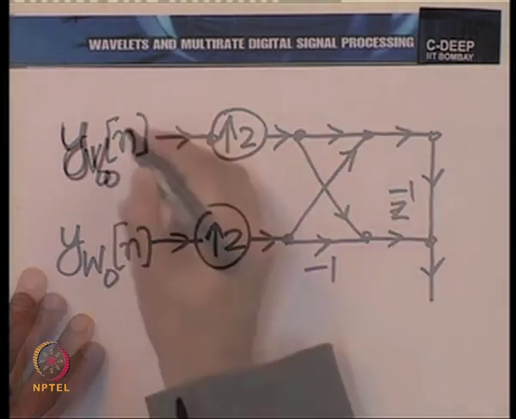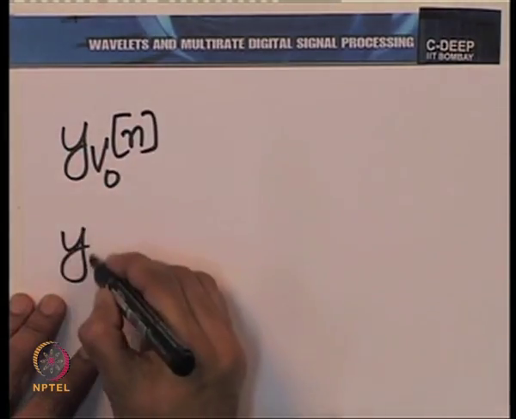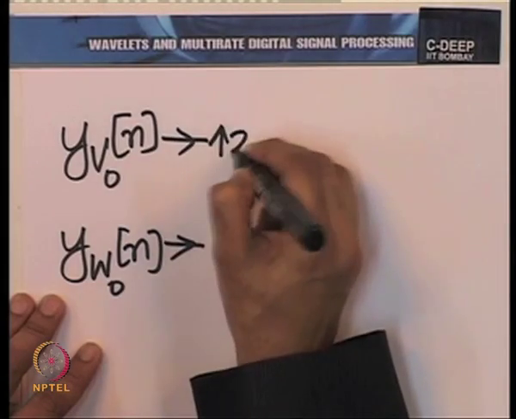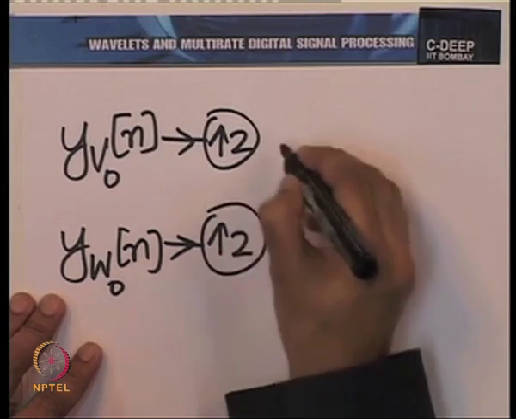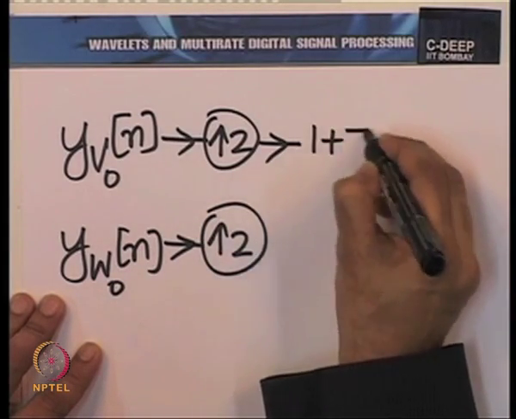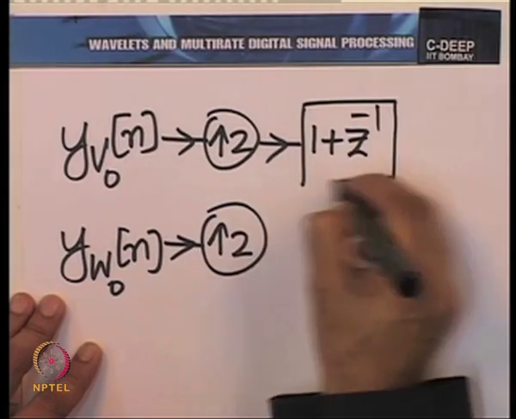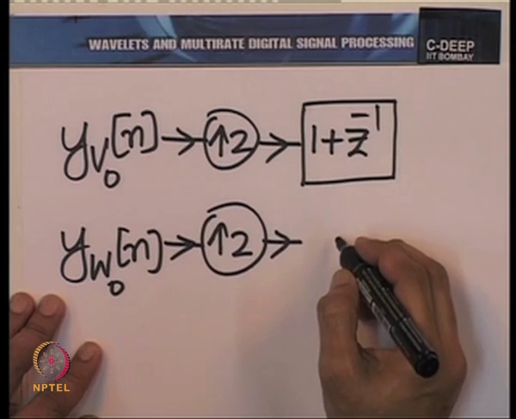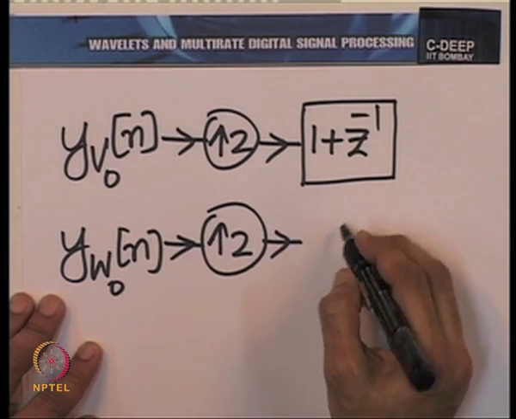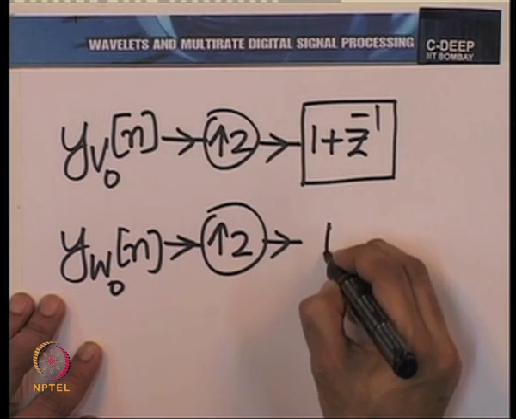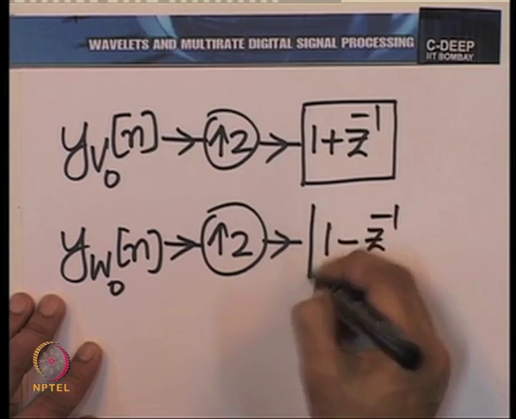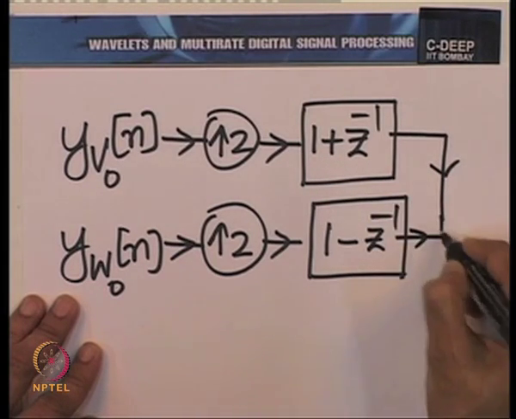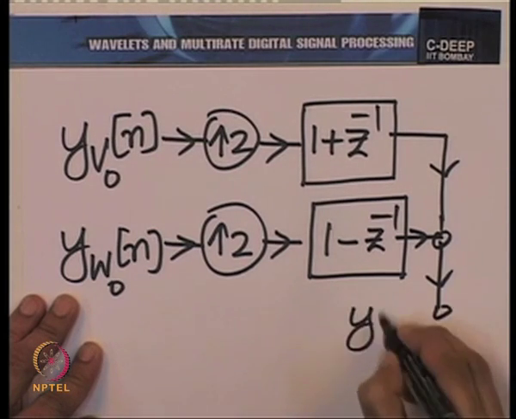So, in other words, what we have is the following structure with which we shall then conclude today's lecture and look more deeply in the next. The structure that we have is this. We have an upsampler. We have a 1 plus Z inverse operator coming there. And a minus Z inverse plus 1 operator coming here. And these are being added to produce Yn.